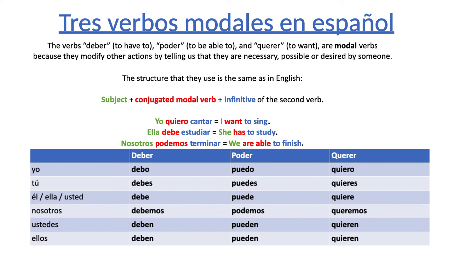Now, poder and querer are somewhat different, right? Poder goes yo puedo, tú puedes, él puede, nosotros podemos, ustedes pueden, ellos pueden. And querer goes yo quiero, tú quieres, él quiere, nosotros queremos, ustedes quieren, ellos quieren. Okay?